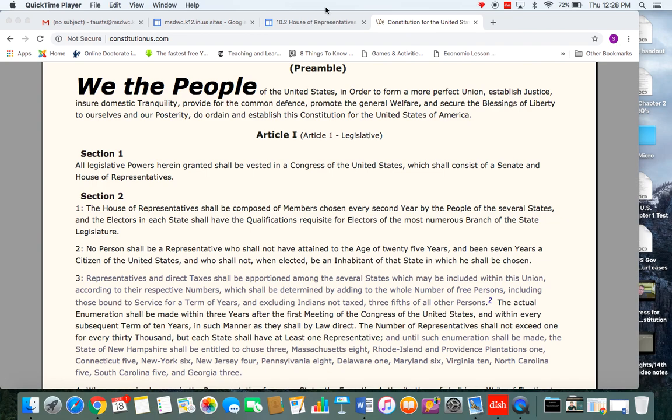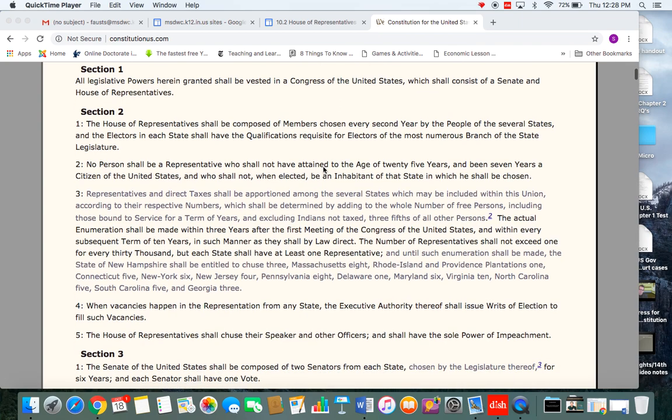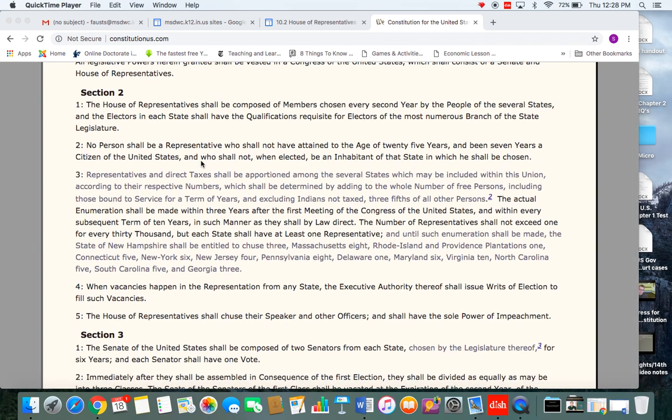So Section 2 talks about how long they can serve, how they are elected. This is going to give the qualifications. Then this right here is talking about how many per state, and the 3/5 compromise is in here.